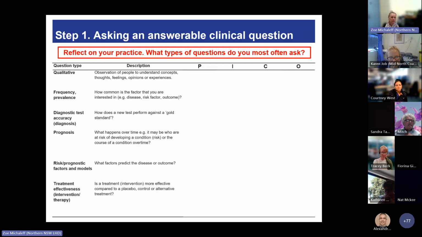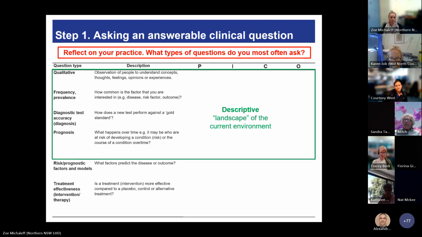In terms of prognosis, we're interested in what happens to people over time. So it might be around who develops a condition over time, or what patients are often quite interested in is what's going to happen to them once they've been diagnosed with a condition. So what's the course of that condition over time? Is that person likely going to get better, remain the same, or are they likely to get worse over time?